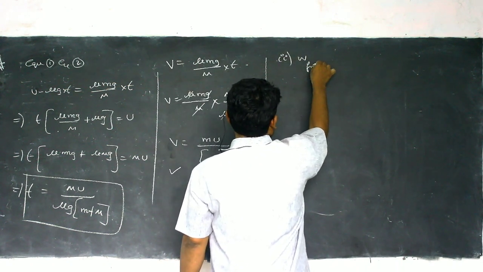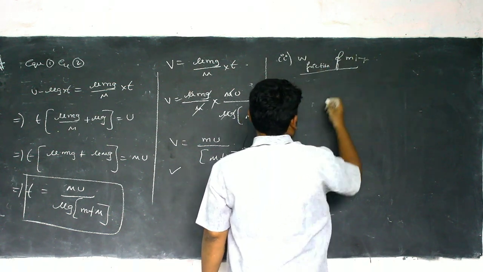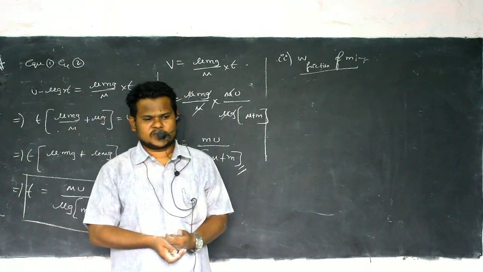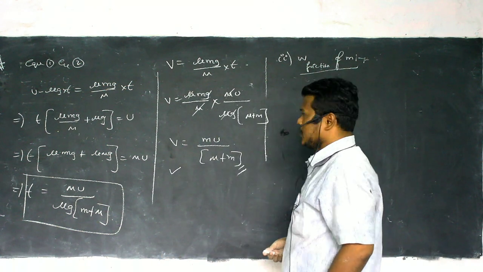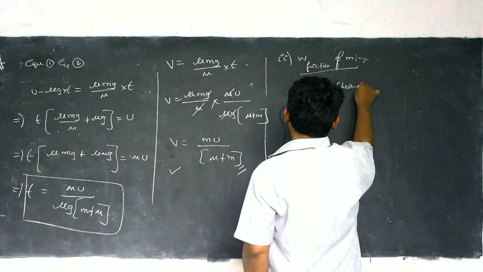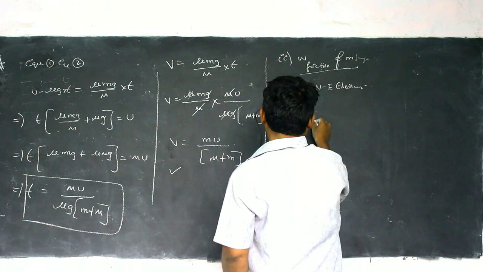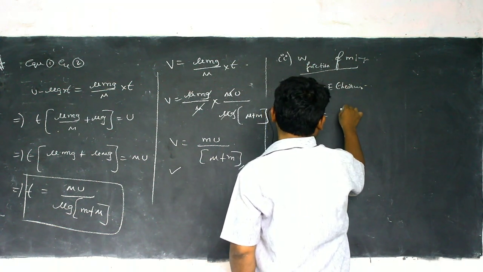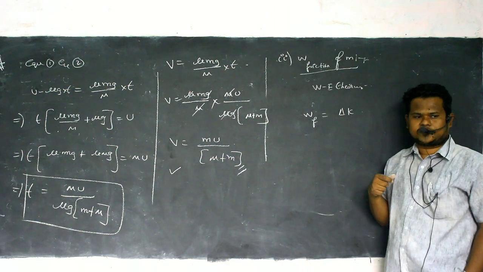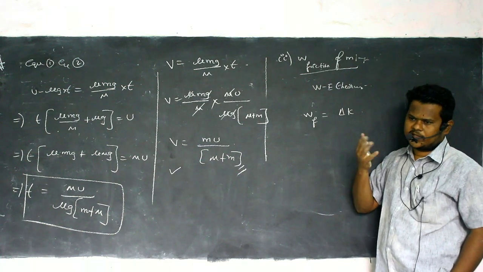Now, work done by friction on small m. I can calculate work done by force into displacement, but as that is a very lengthy process, I will calculate by the work energy theorem. Work done due to friction is equal to the change in kinetic energy. Why am I taking only work done due to friction? Because friction is the only force present on small m, there is no other force.